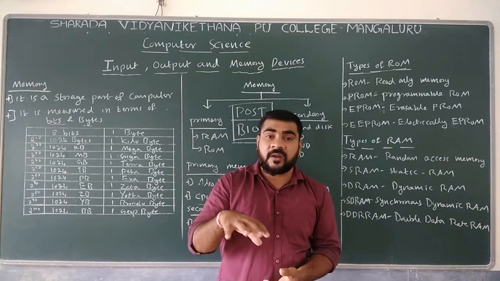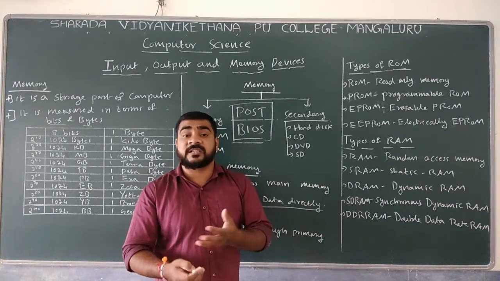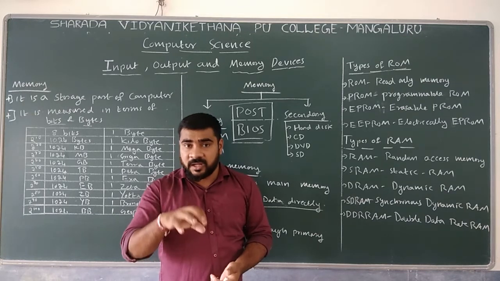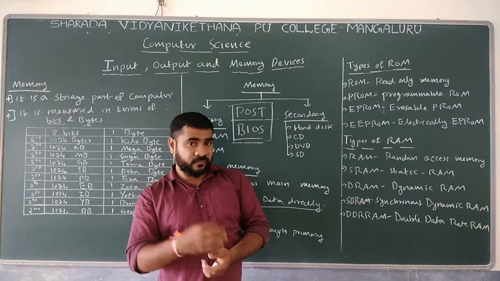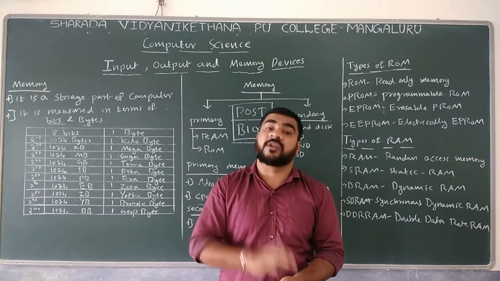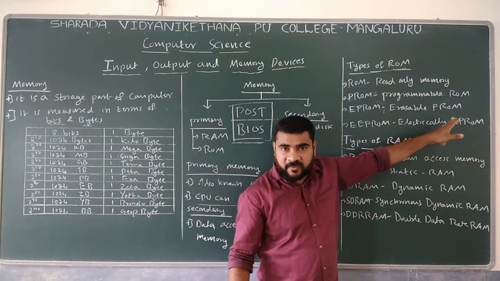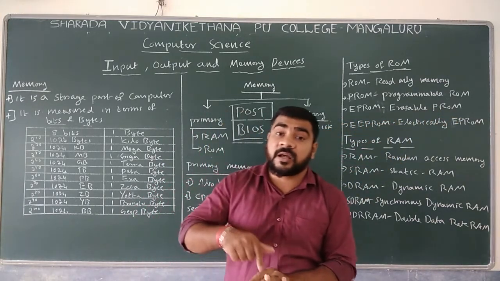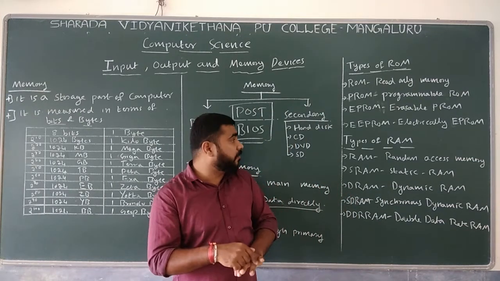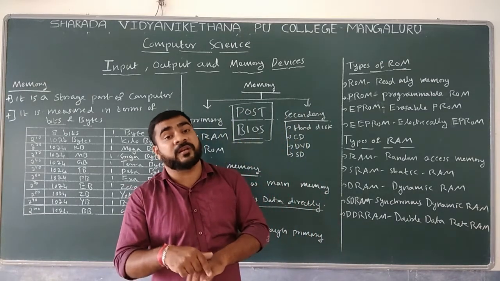The first one is ROM, which means read-only memory. Next one is PROM, which means programmable read-only memory. Next one is EPROM, erasable programmable read-only memory. The last one is EEPROM, which means electrically erasable programmable read-only memory.